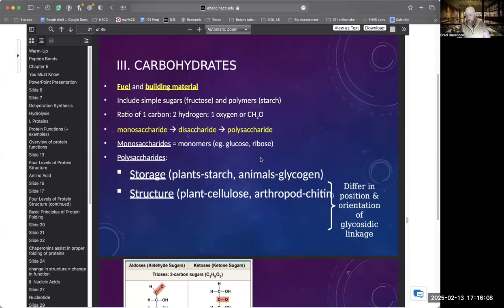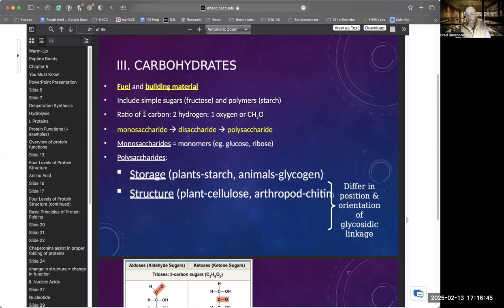The next group of biological molecules are carbs. Carbs serve two major functions in living things. They're either fuel to help run your cells, or they're building materials to give an organism its structure. Some of them are simple sugars like fructose or glucose, and then some of them are large polymers like starch.